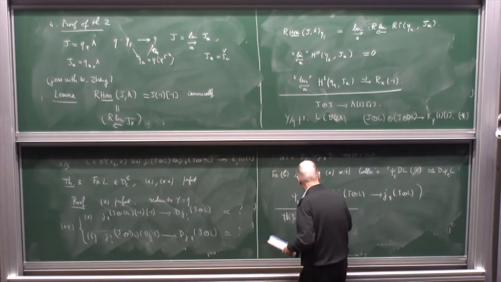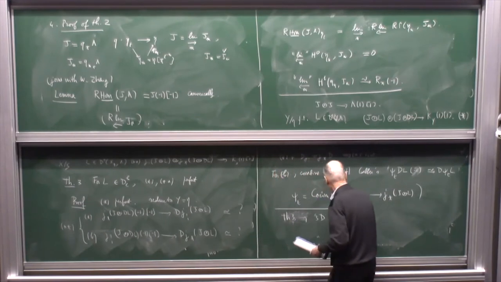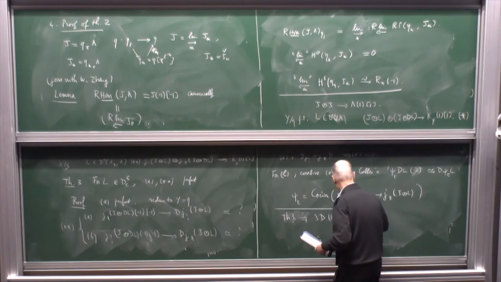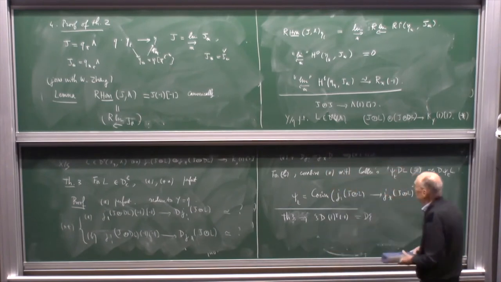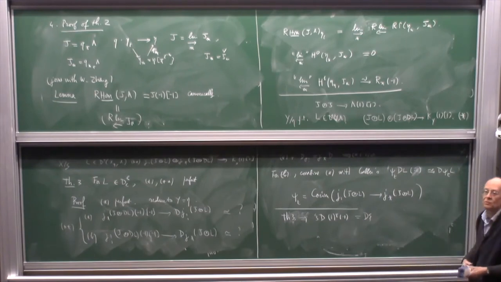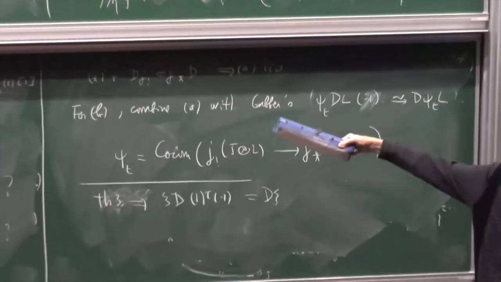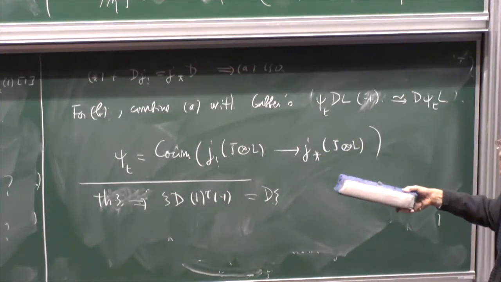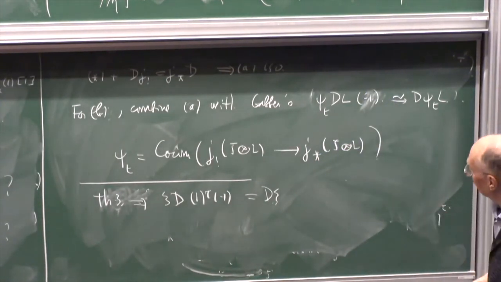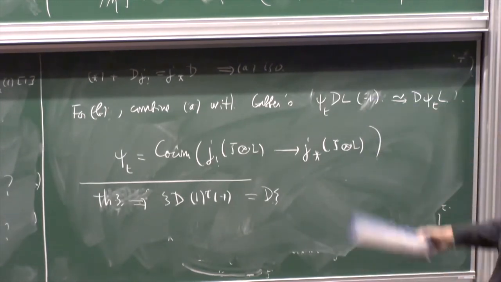Theorem 3 implies xi d 1 tau minus 1 equal to big psi, because the psi is also a cocone of j lower shriek to j lower star but with a twist. So you know both terms, and then you know the cocone. So this is immediate, so this is finished.